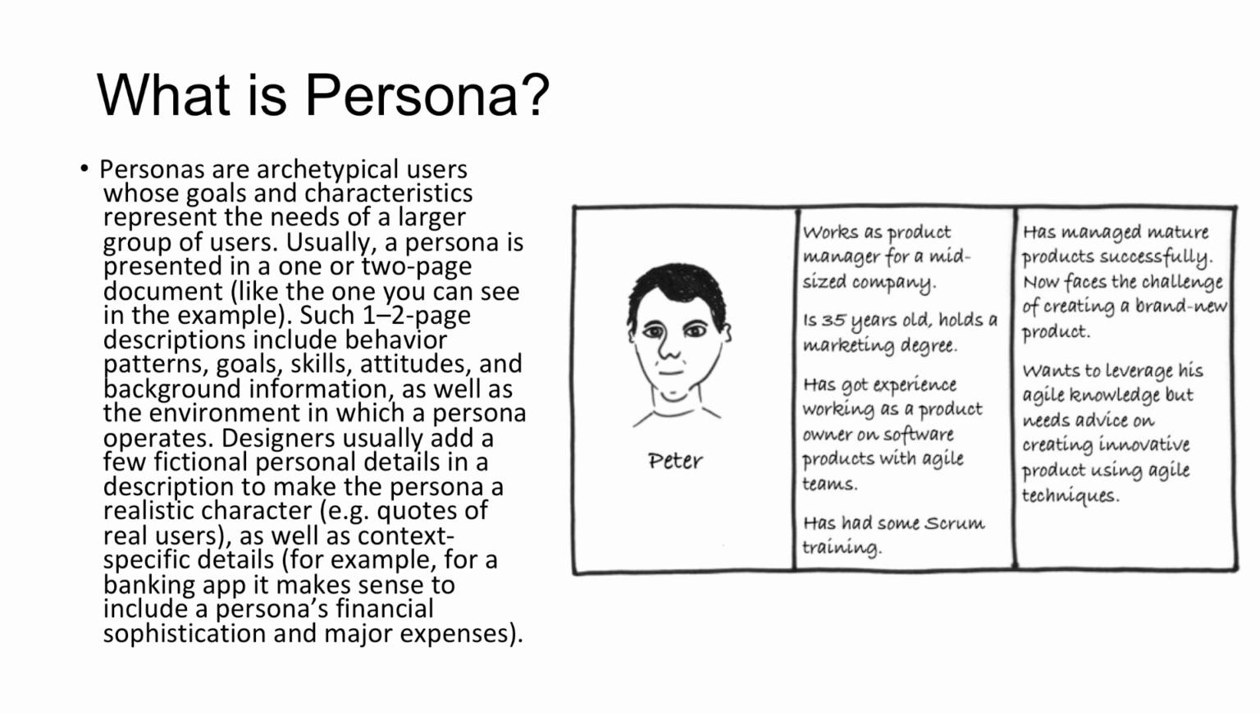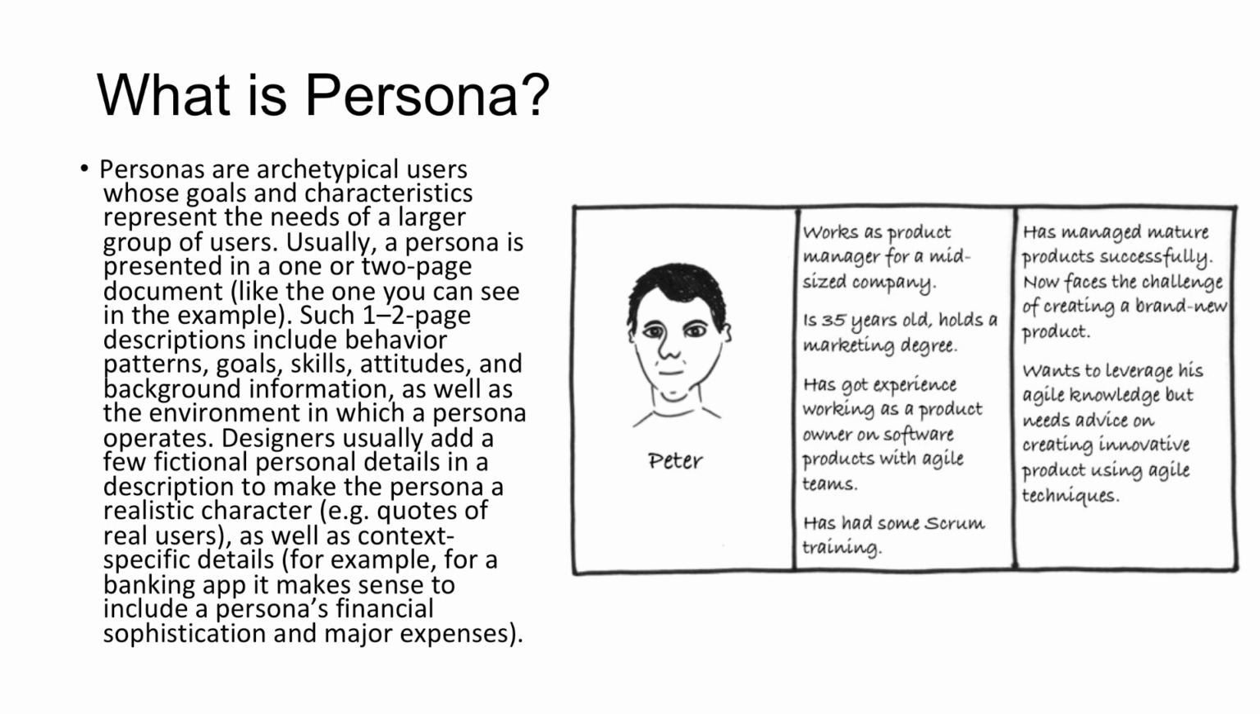Personas are archetypal users whose goals and characteristics represent the needs of a larger group of users. So when we usually make this, it's going to be a 1 or 2 page document. This is a real basic example of a persona. So describing things like goals, skills, attitudes, patterns, background information. You can give them quotes. You can give them some basic demographics and the environment in which a persona operates. So under what circumstances are they going to be using your product?